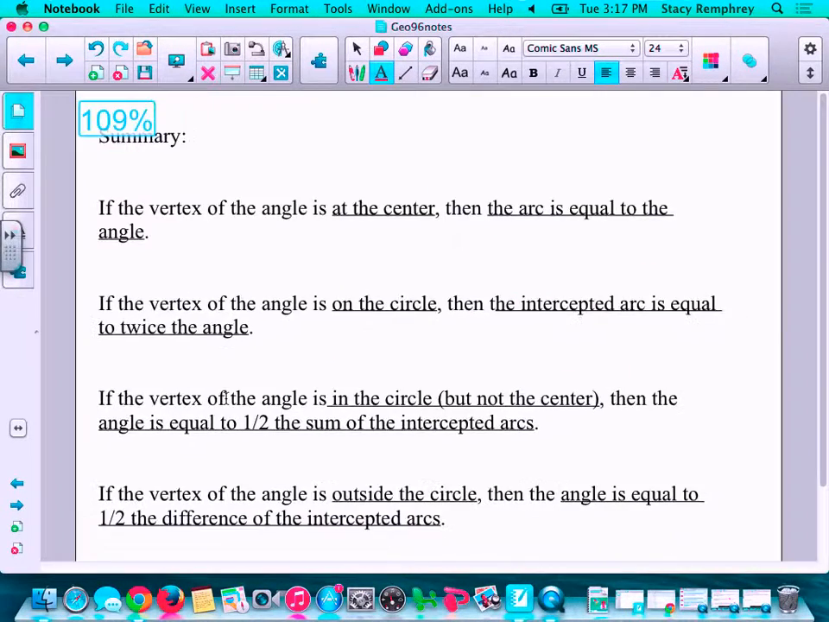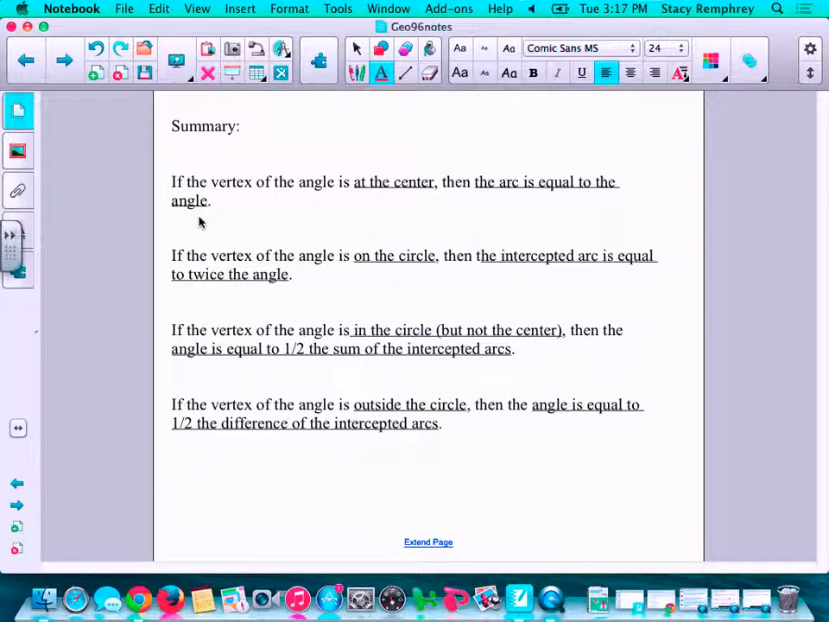So I have a summary page here. If the vertex of the angle is at the center, then the arc is equal to the angle. We did that back in section 3. If the vertex of the angle is on the circle, then the intercepted arc is equal to twice the angle, and we did that yesterday in the previous section.